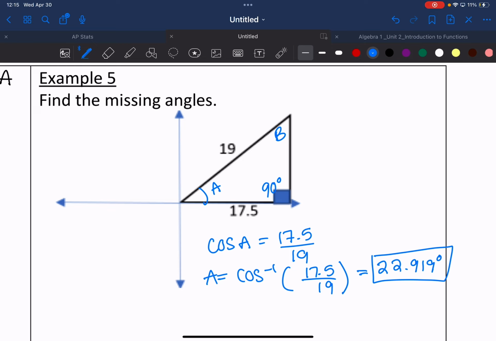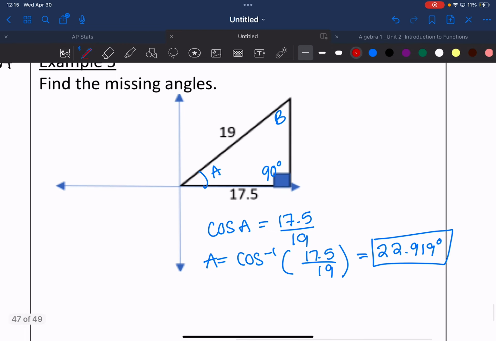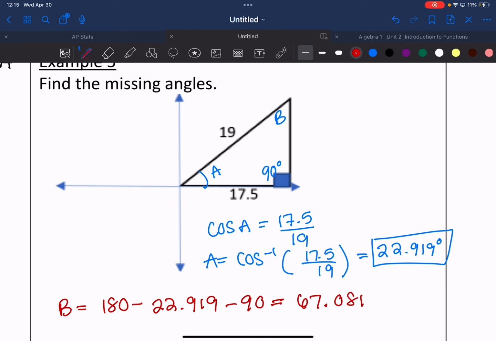Which means I now have 2 of my angles. So what am I going to do to find angle B? Subtract the other 2 from 180. So B is equal to 180 minus 22.919 minus 90. I put that in my calculator and I get 67.081 degrees. Don't forget to add this little circle above the numbers. That is to identify this as an angle in degrees.